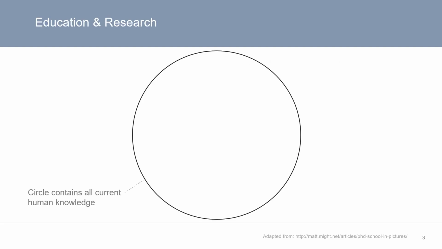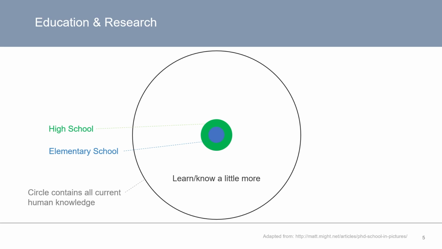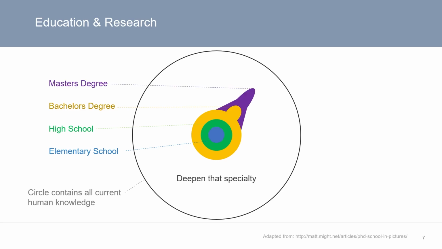To better illustrate the relationship between education and research, let's first imagine that this circle contains and represents all current human knowledge. Starting off in elementary school, we get to learn and know a little bit about our world. And in high school, we get to learn and know a little bit more. In pursuing a bachelor's degree as an undergraduate student, or in going to a trade school, we'll gain an even stronger interdisciplinary base of knowledge, as well as gain a specialty, where we learn a lot more about a more specific topic. A master's degree is an opportunity to deepen that specialty.